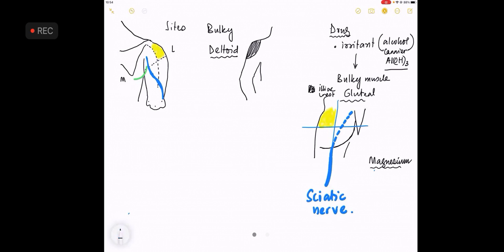Okay. Why, sir? Why is magnesium not given in the hand? Number one, because of the volume of the drug. Number two, because it is an irritant, and hence it is given in the buttock. Anything more that you know? Where is injection diclofenac given?